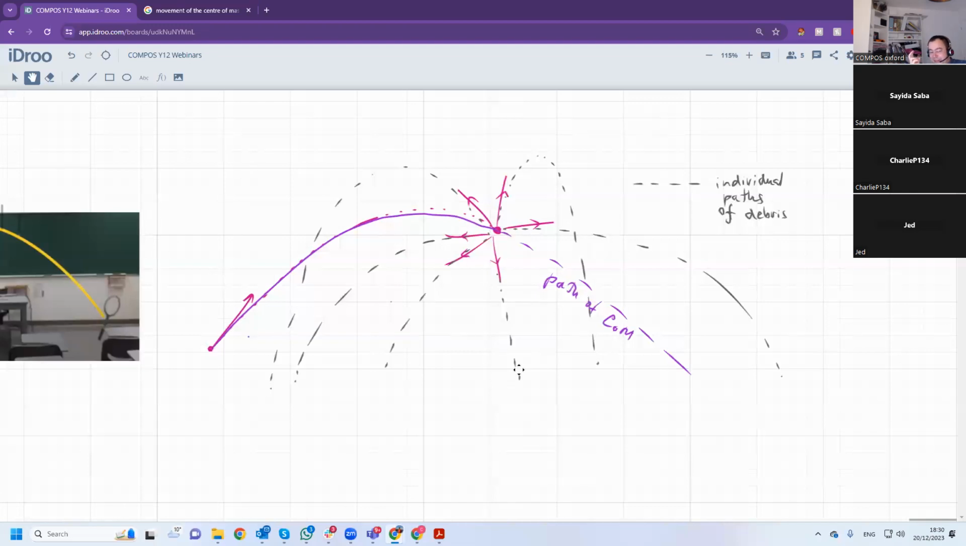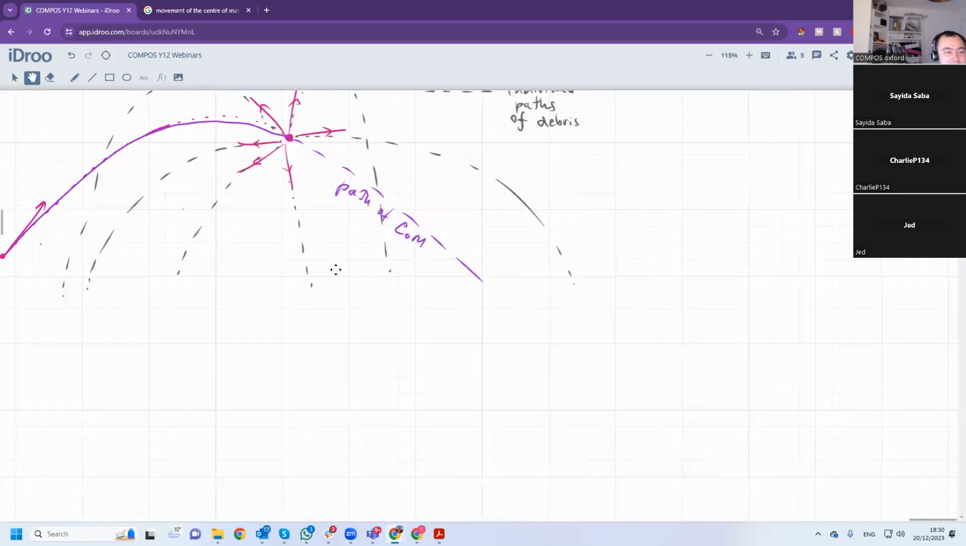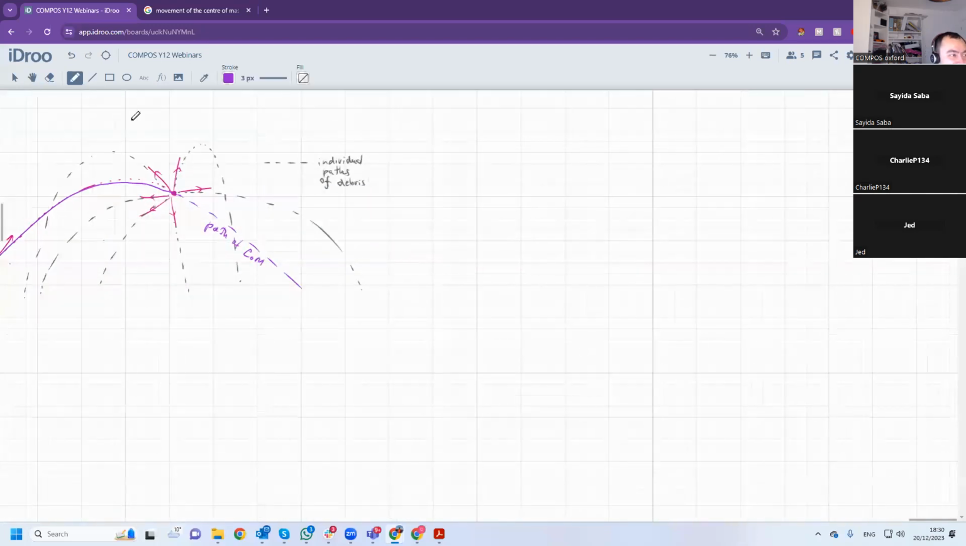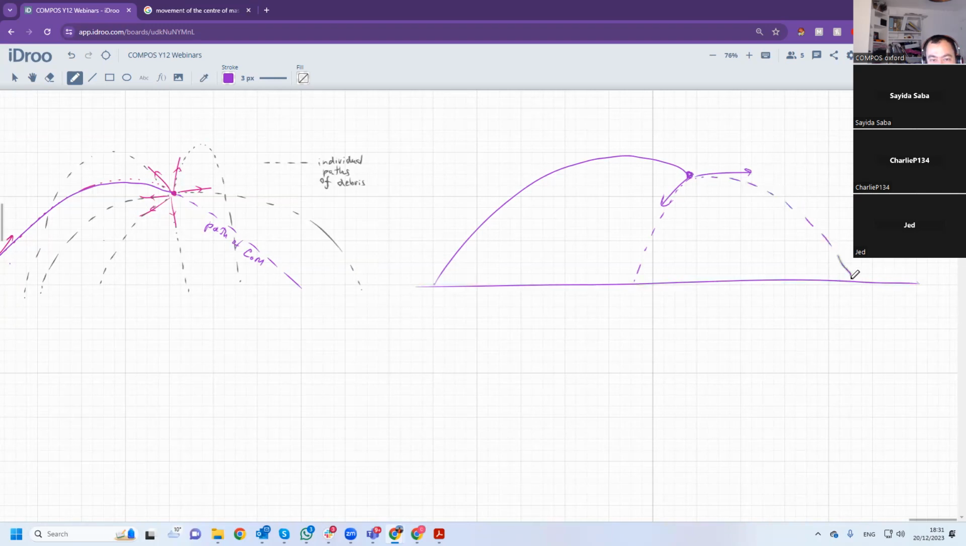If you think about it, let's say they break down into two identical pieces. Let's say you have a firework which breaks into two identical pieces somewhere here. And one goes this way, the other one goes this way. And they fly like this. And you know that this one lands here.